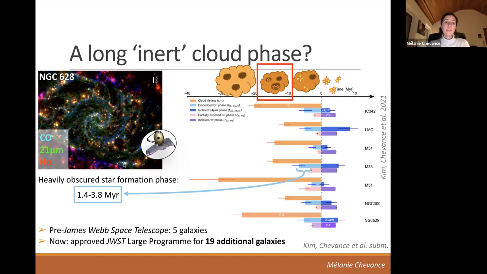This is one of the reasons why we want to look at H1, because that would be a way of tracing a larger part of the gas. But also with James Webb, we can look at PAHs, so also tracing the atomic gas or the neutral gas in galaxies, and that would allow us, in particular in low metallicity, to not miss most of the gas as we do with CO.